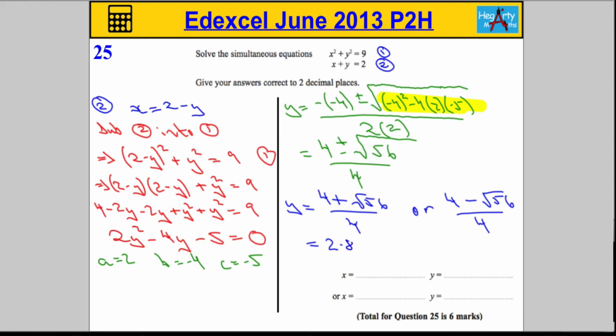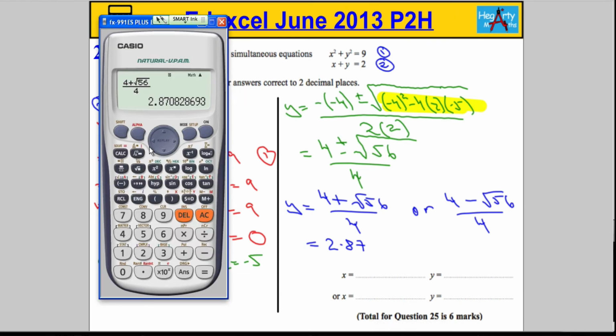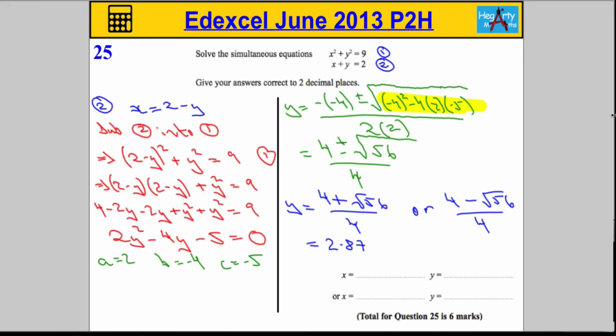So 2.87, and I need to work out the other possible solution. So I'm just going to go back. I'm going to change that plus to a minus, and that works out to be minus 0.87 to 2 decimal places. So we've got our two values of y, 2.87 and minus 0.87. And finally, what we're going to have to do is actually work out the values of x.